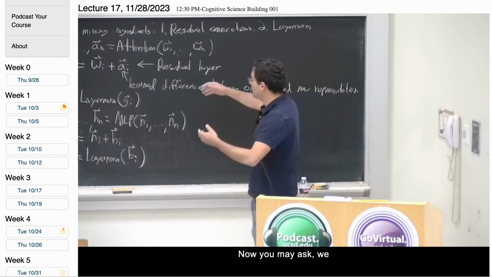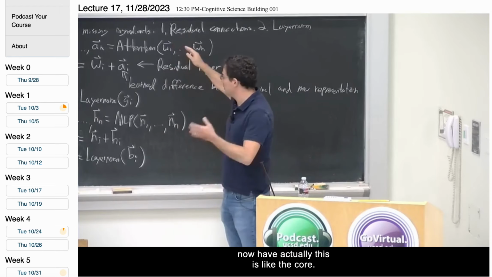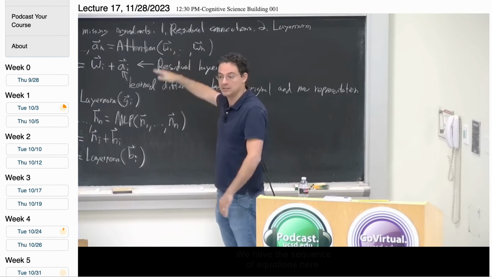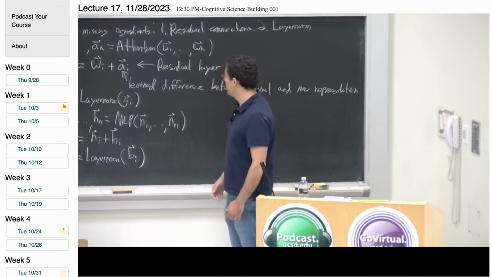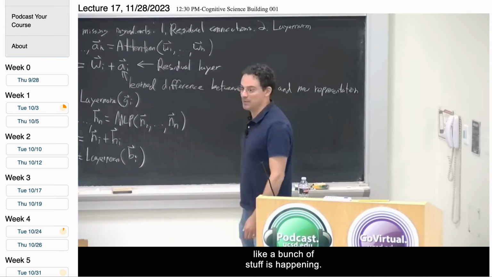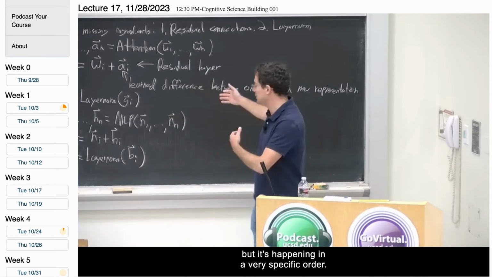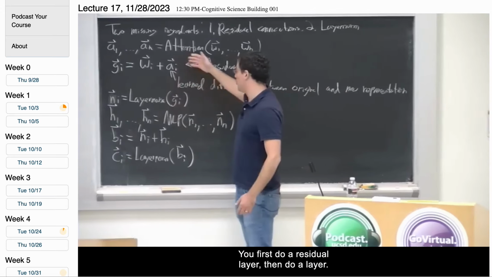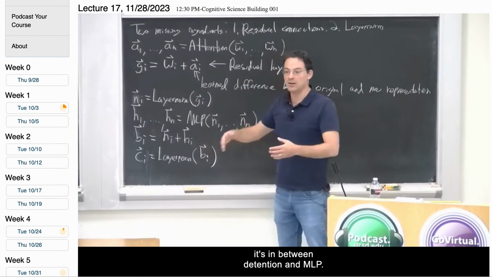Now you may ask, this is the core. This is what happens inside a transformer layer. We have the sequence of equations here. How I'm looking at this, it's like a bunch of stuff is happening. We've tried to develop some intuitions for this, but it's happening in a very specific order. You first do a residual layer, then you do a layer norm, and you're sequencing that twice, in between the attention and MLP. All this stuff is happening in a very specific order.